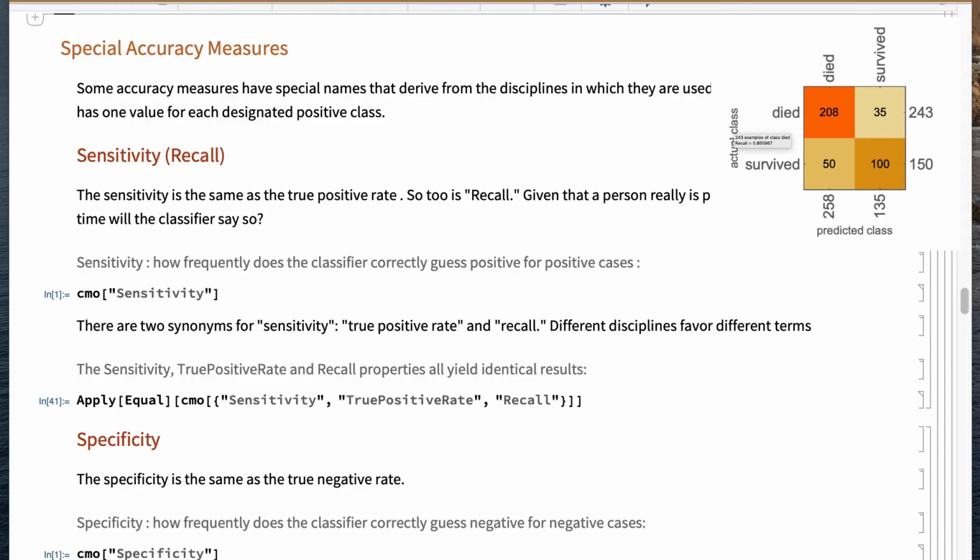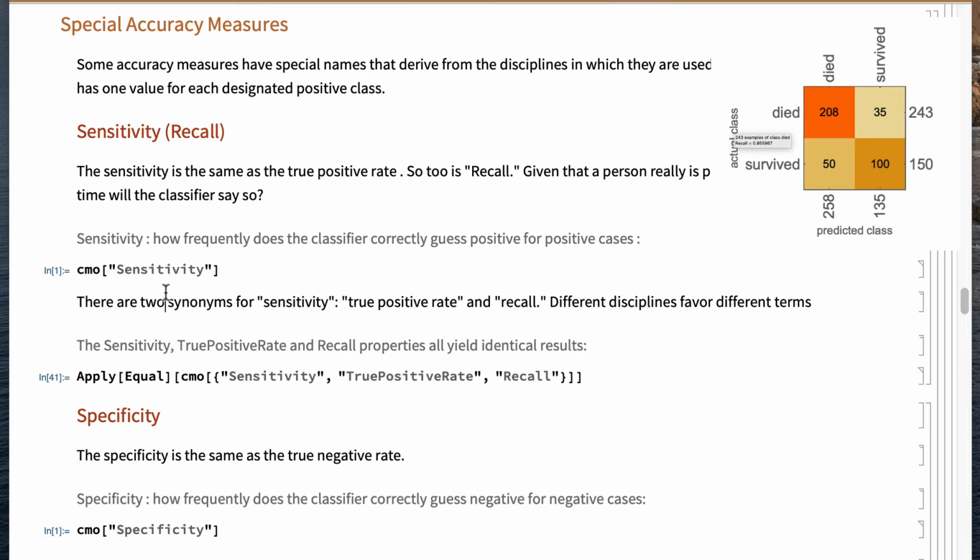Let's go to another cage in our confusion matrix zoo, or another pavilion. These are some special accuracy measures. What's tricky about these is not so much the concept, but that different people use different names for exactly the same thing, and which name you use depends on which discipline you're in. One of these is sensitivity, sometimes called recall. It's exactly the same thing as the true positive rate. So it's saying, given that a person really is positive, what fraction of the time will the classifier say so?